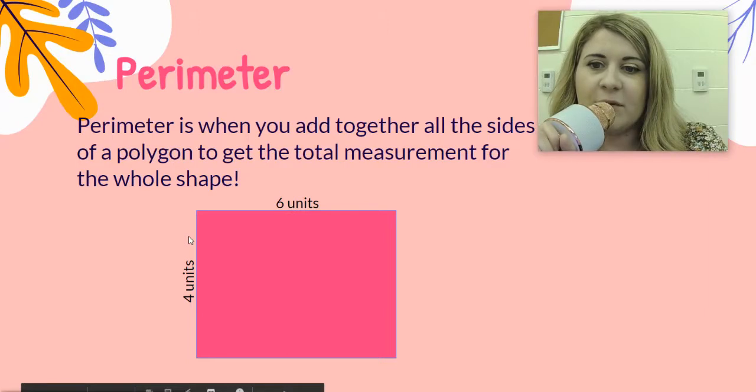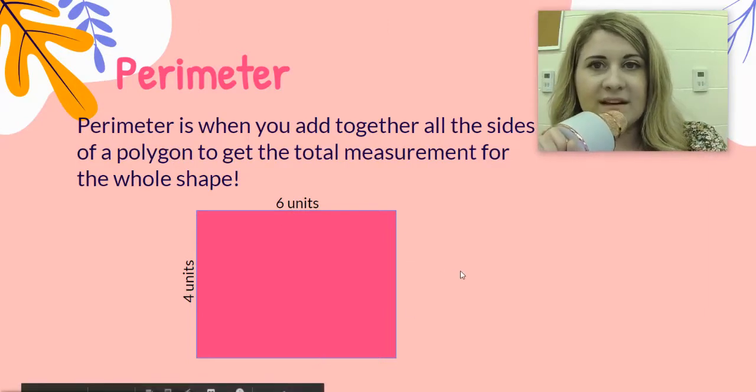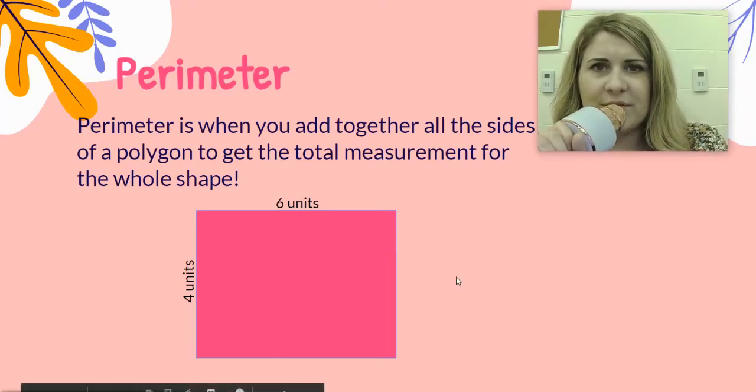So if I wanted to find the perimeter, what I would do is add up all of the sides. Well, that doesn't sound too hard. 4 plus 6 is 10, so it must be 10, right? Wrong, because we still have to add up these sides as well. But Miss Weaver, there's no numbers.